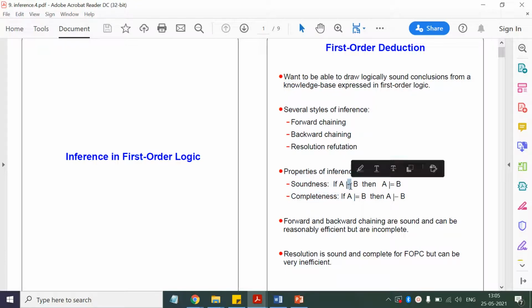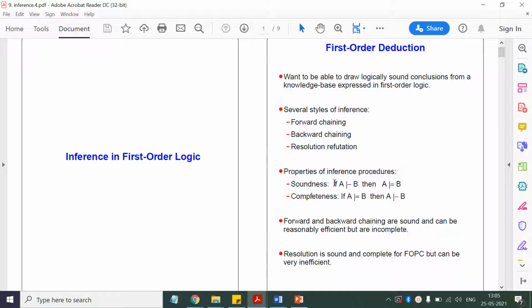Now we are familiar with this notation, but once again I will explain the difference between these two notations. The first one is the inference notation. It says A infers B, or in general words we can say that A implies B, and this is the notation of entailment. Okay, so A entails B.